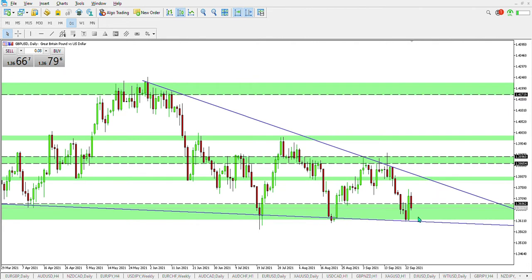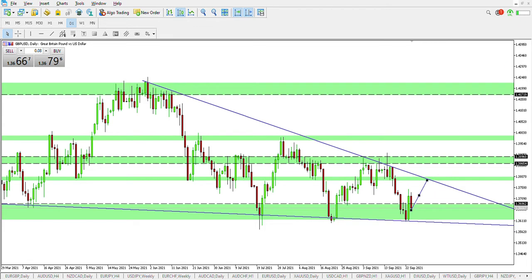As I have mentioned, we have another support area, a nice bounce and a nice price action, the beautiful engulfing candle from the Thursday, and a pullback to retest the support area. Now from here, of course, we can bounce back to the upside, probably to this previous resistance area, or we can test this small resistance.